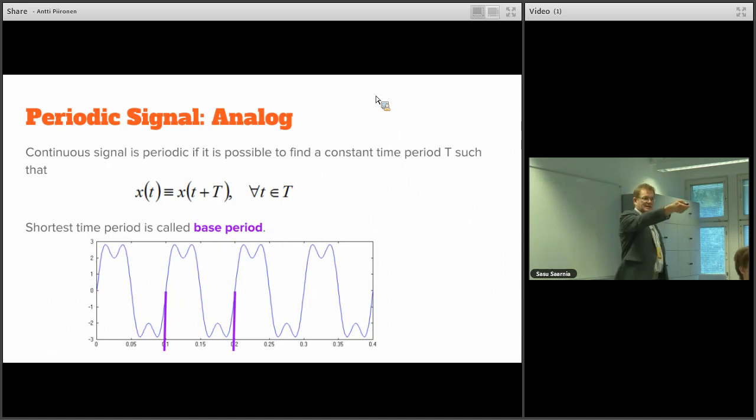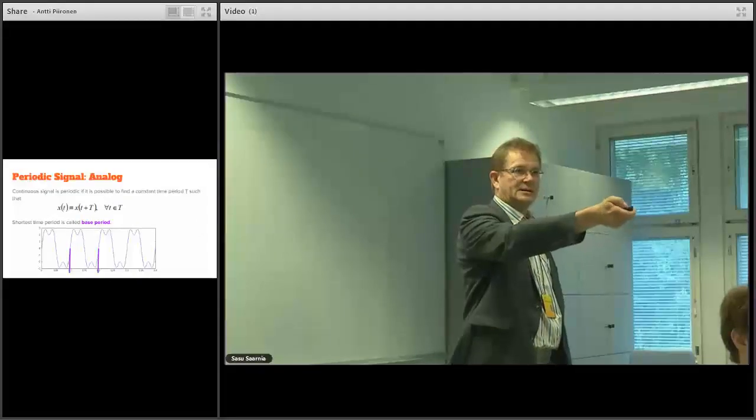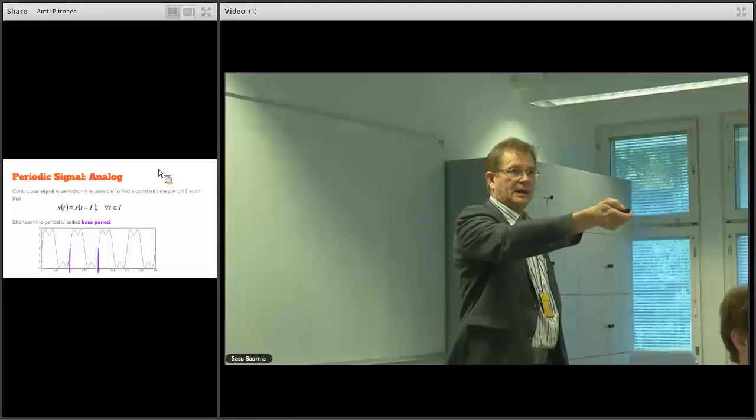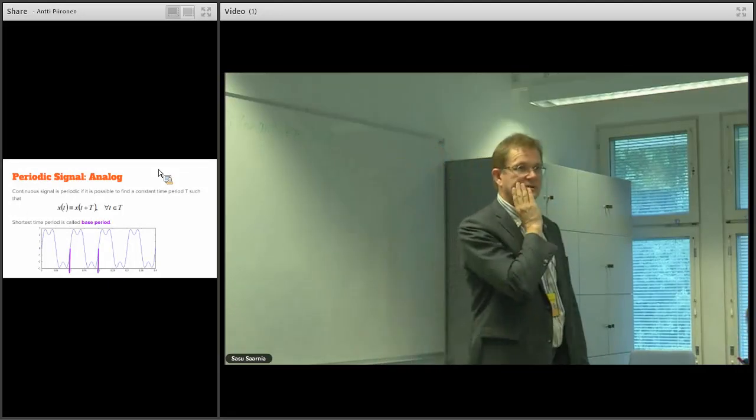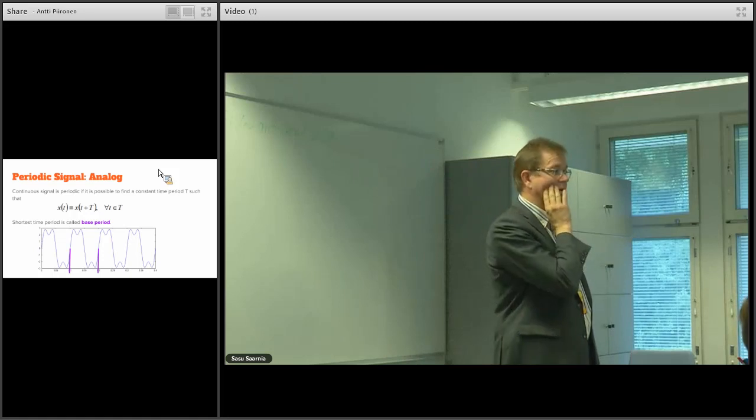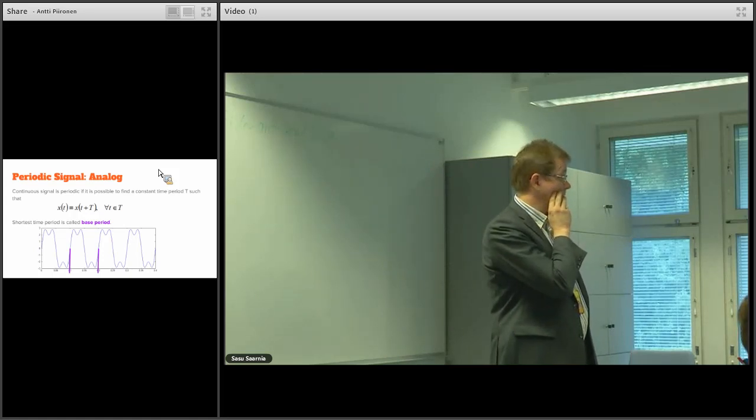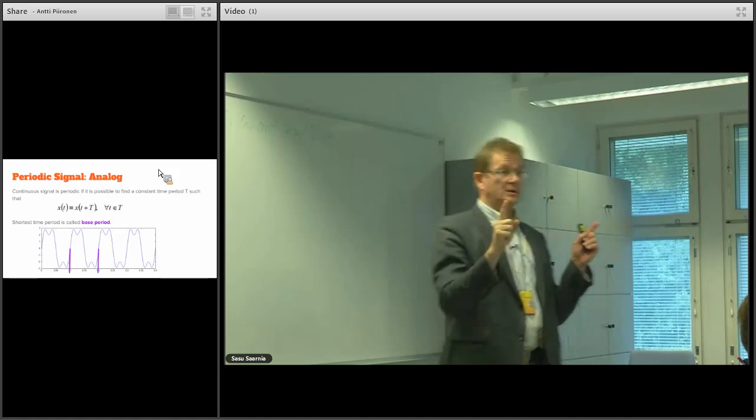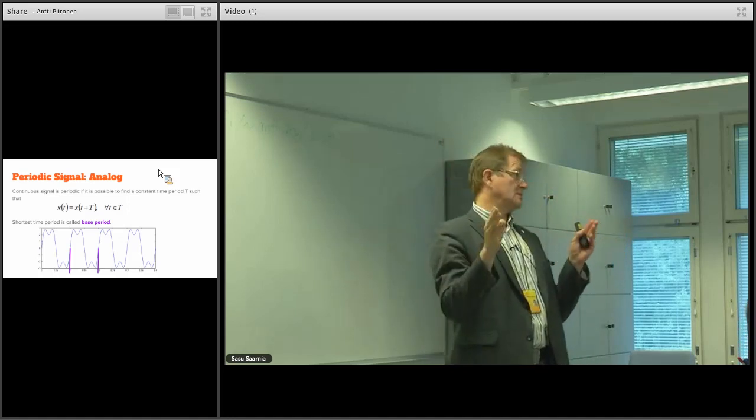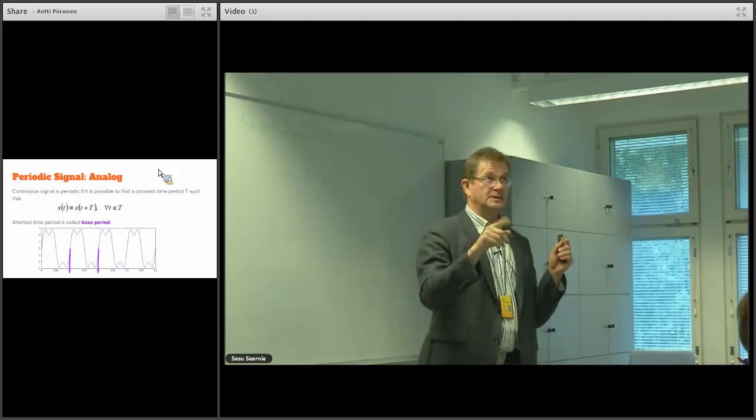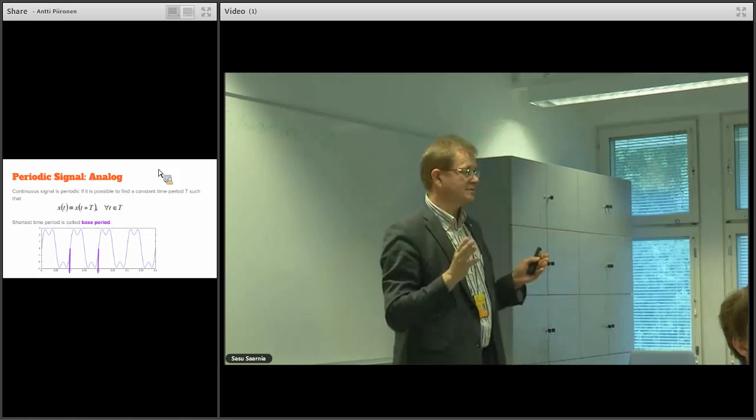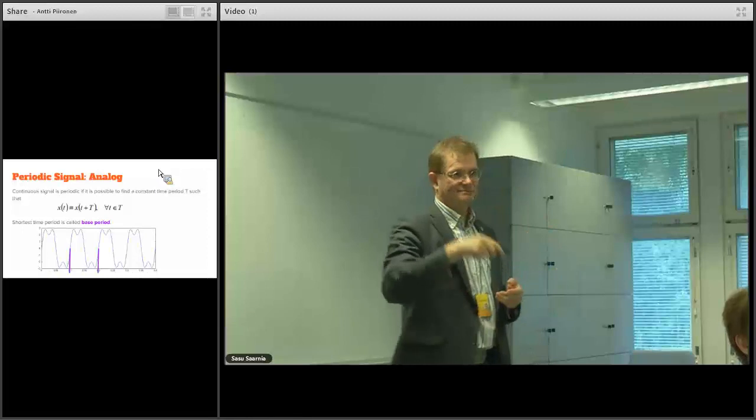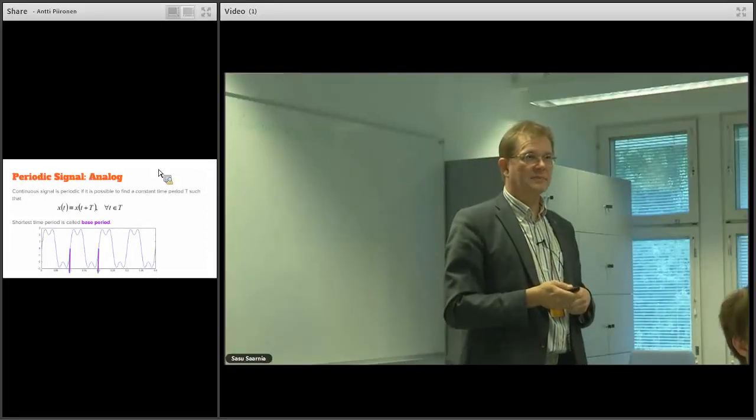One simple sentence here. If you have a situation where x of t, so this is any signal, is the same as x of t plus some constant time T, then you have a periodic signal. For example, a sinusoid. In a sinusoid, you basically have 2 pi f t, so the base period is 1 over f, the time period. And the signal just repeats itself at that interval. Simple.